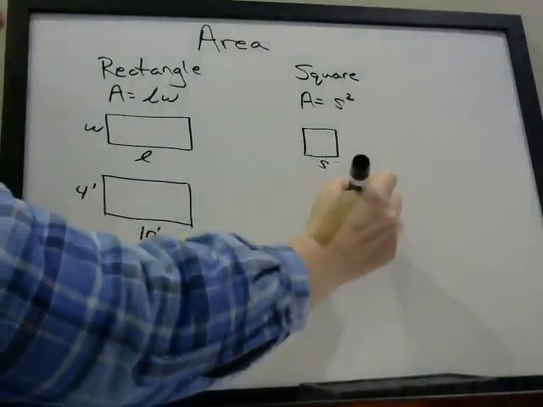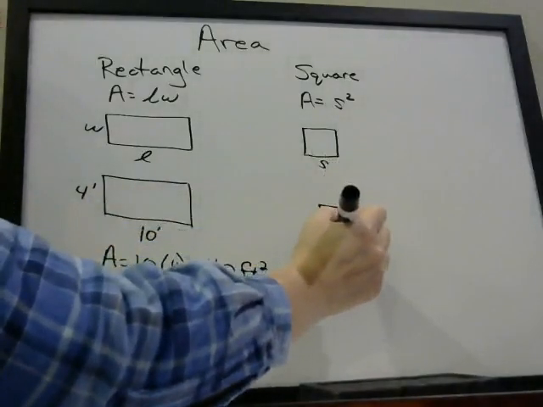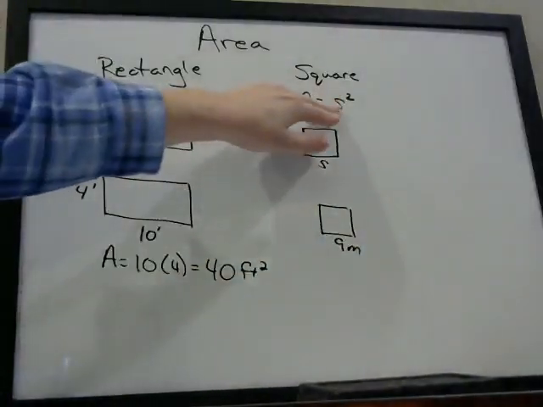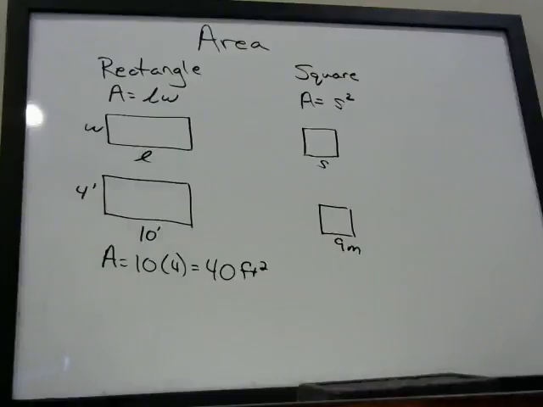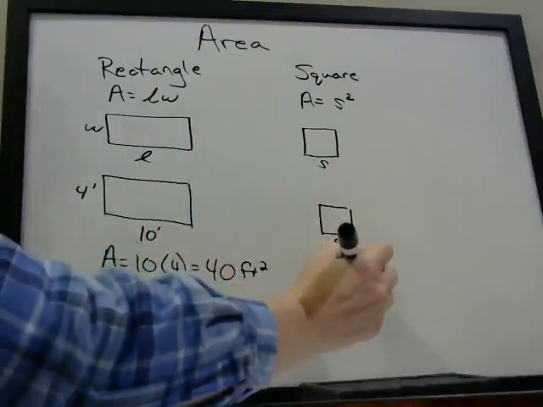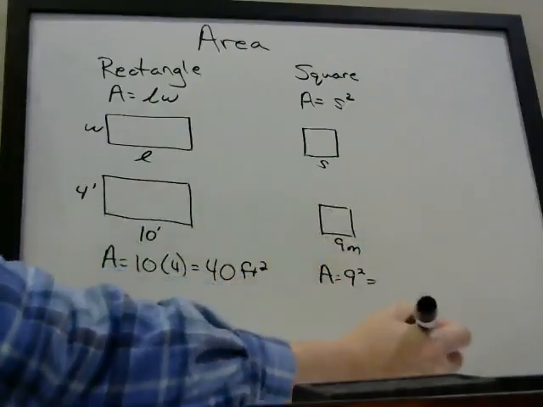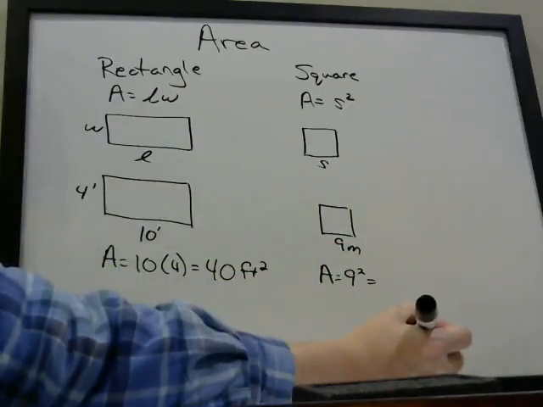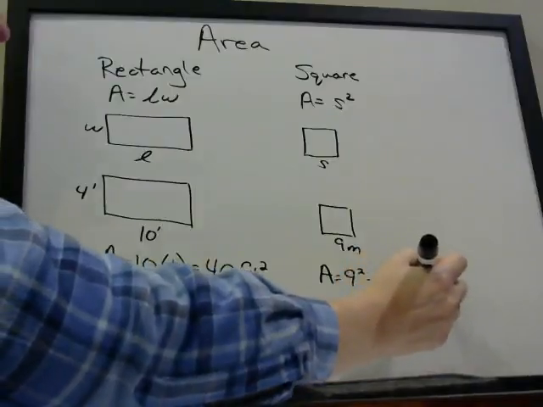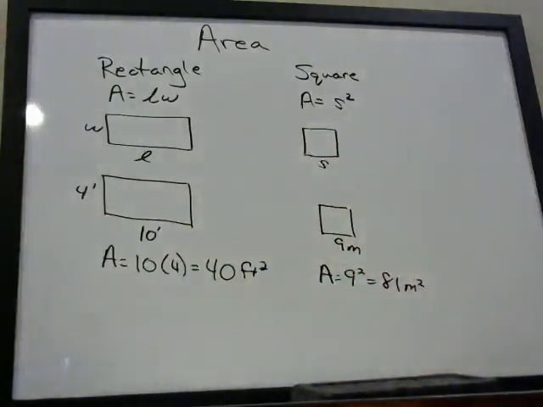Let's say we have a square and it's 9 meters. Well, in a square, you just take the side and you square it. So area equals 9 squared. Again, if you don't know how to do this, watch the exponents video. 9 squared is 81 meters squared.